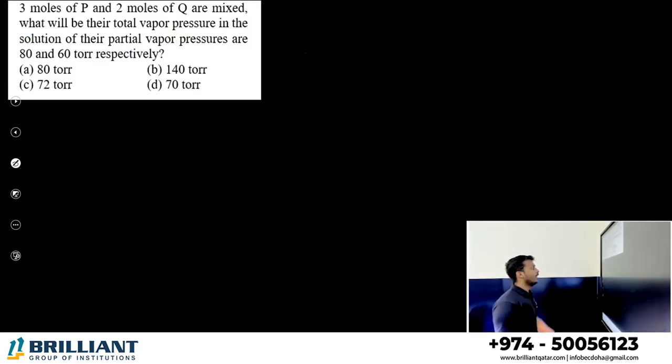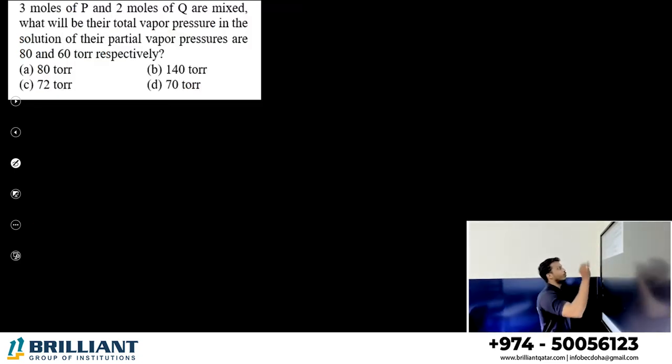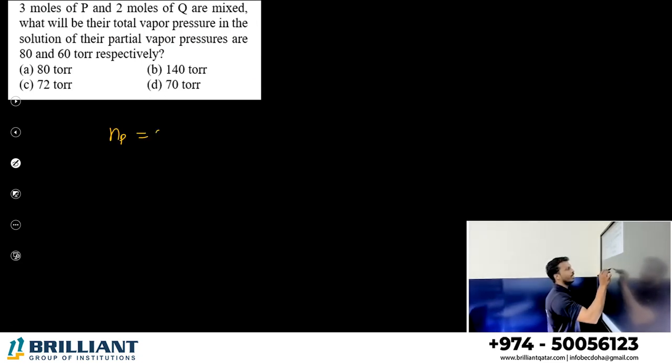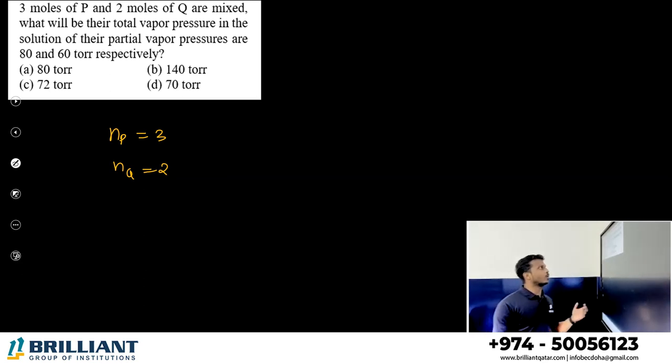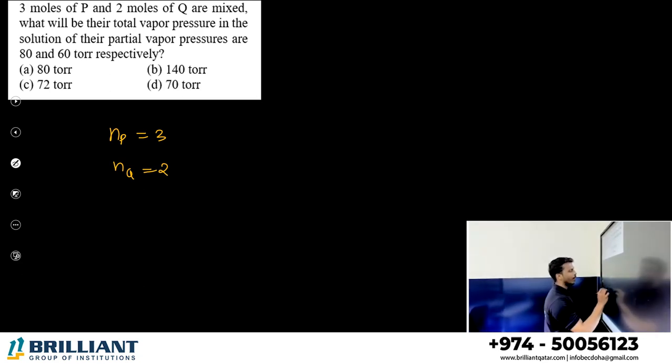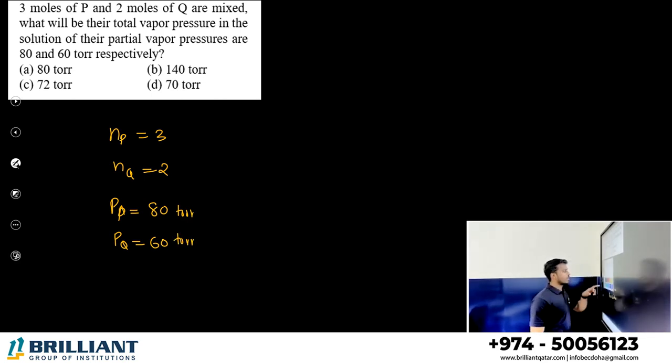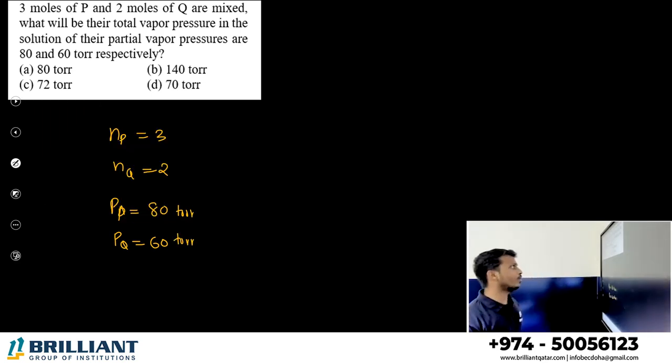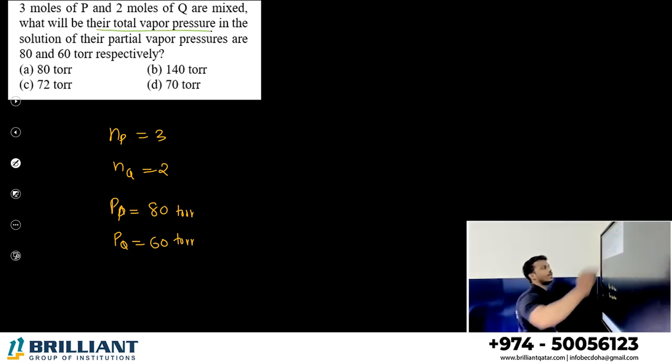Next. 3 moles of P and 2 moles of Q are mixed. What will be the total vapor pressure of the solution if their partial vapor pressures are given? The partial pressure of P is given as 80 torr, and the partial pressure of Q is given as 60 torr. What is the question? We need to calculate their total vapor pressure.